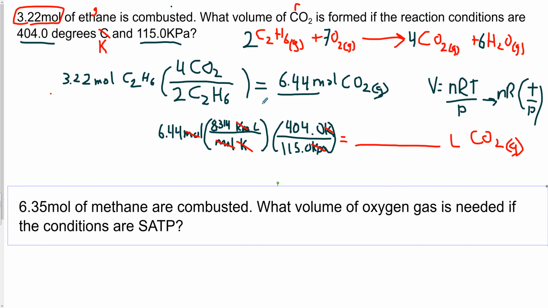So remember, we multiply by all the numbers on the top. So 6.44 times 8.314 times 404. Then we divide by 115.